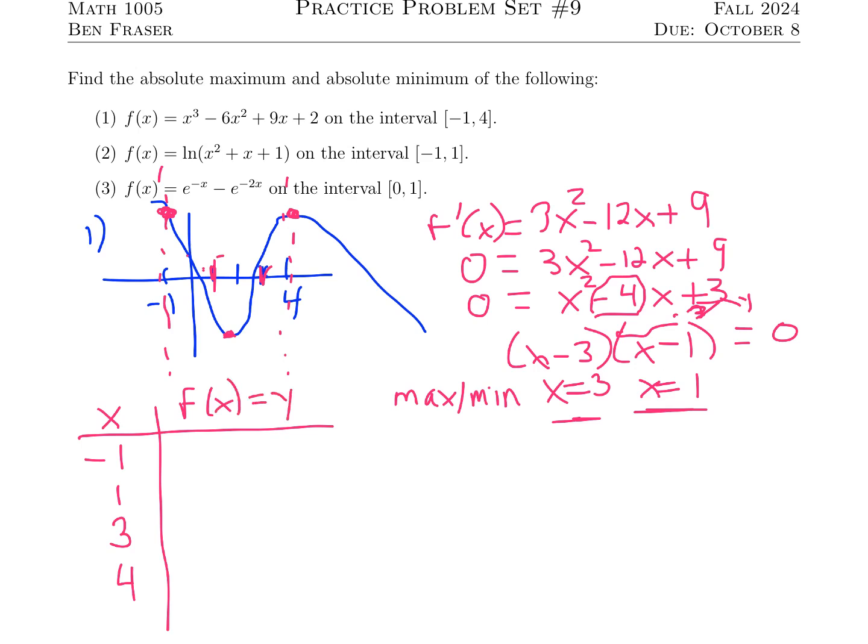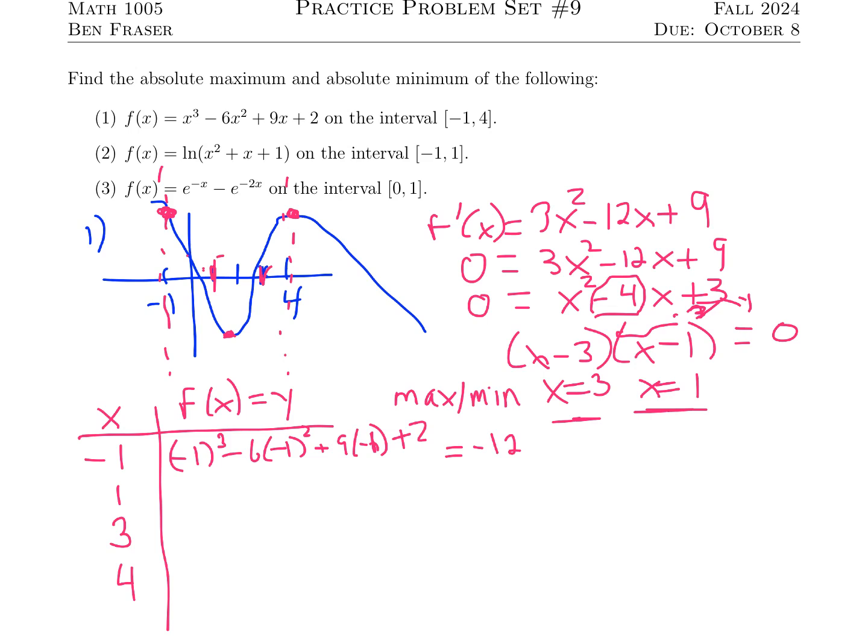So put it back into the original equation, -1 cubed minus 6 times -1 squared plus 9 times -1 plus 2. And so in that case, I get 1 minus 6, and that's -5, then minus 9, and so that's -14, and then plus 2, so that's -12. Now I'm going to do that for each value here.